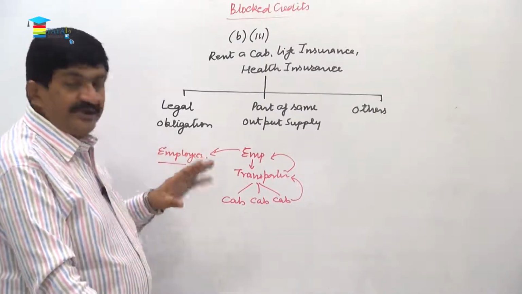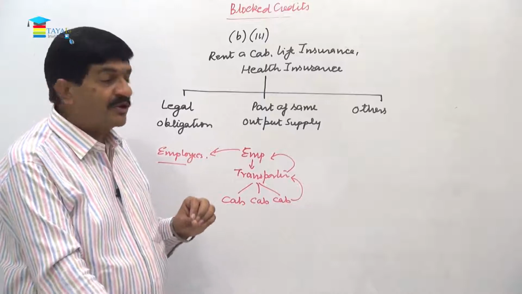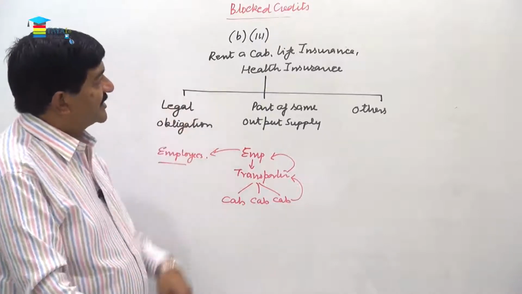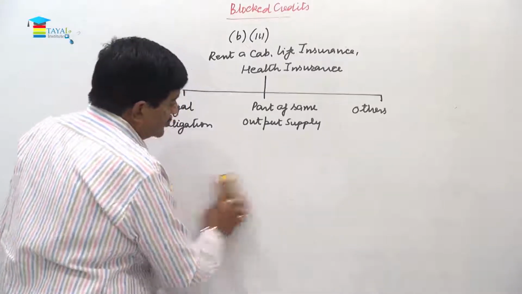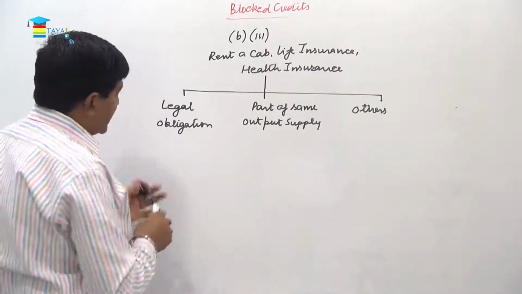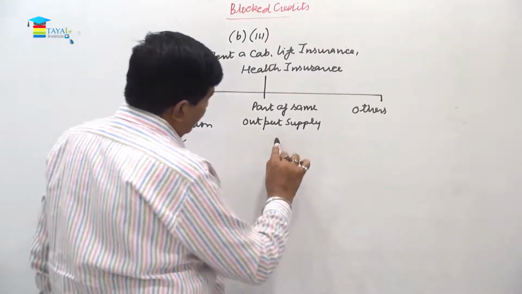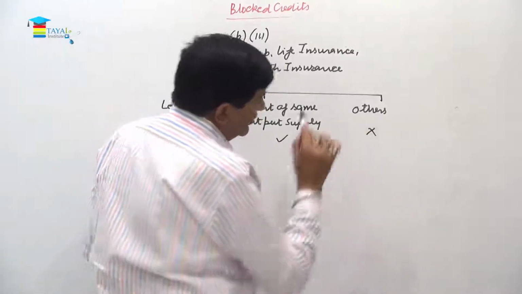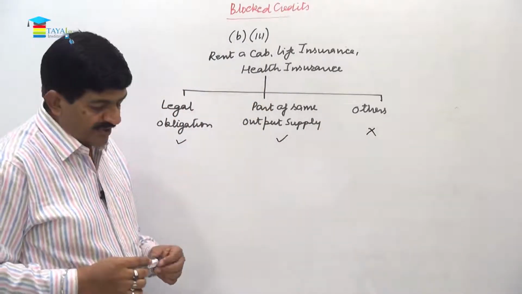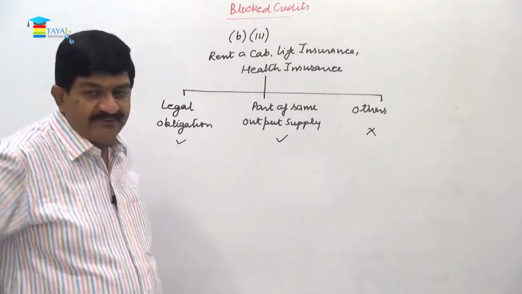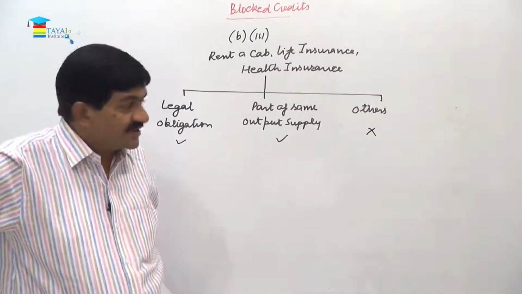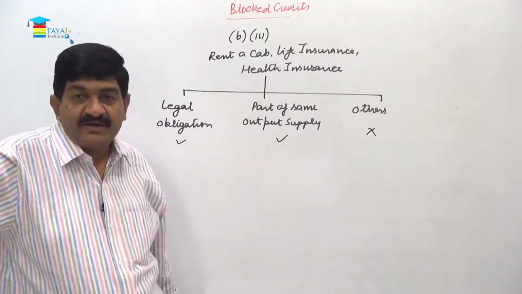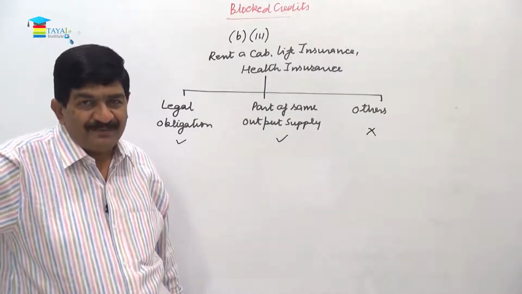So if it is not a legal obligation, the employer cannot avail credit on rent a cab scheme, life insurance as well as health insurance. So in the first two categories, it is available, but in this case it will not be available. So taxi service made available to employees when they are traveling for the purpose of in relation to business. If it is a rent a cab scheme, credit is not available.